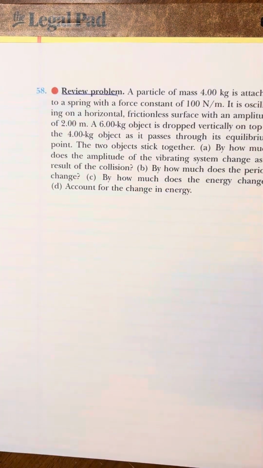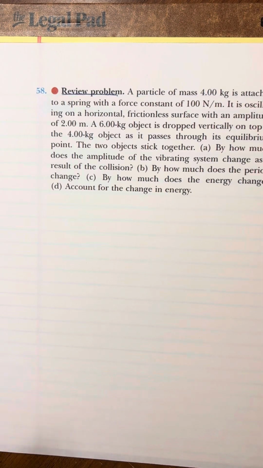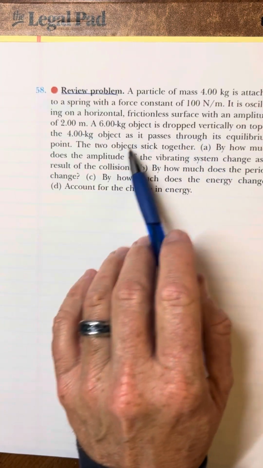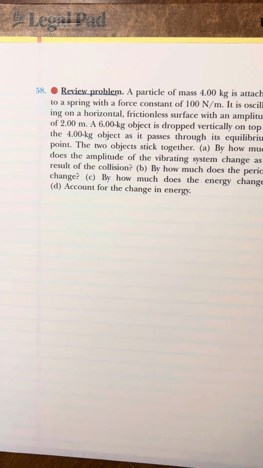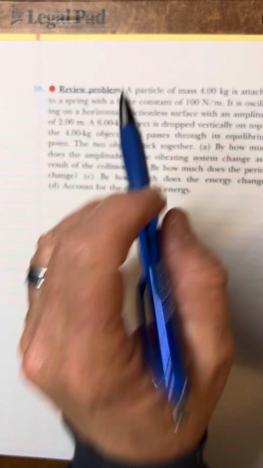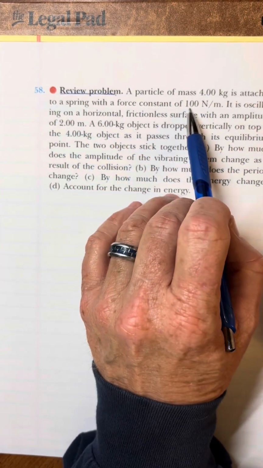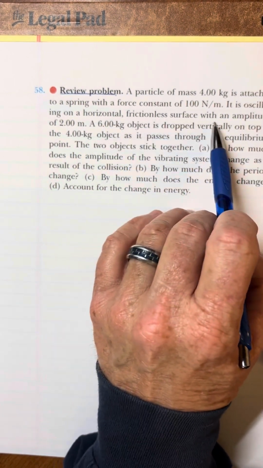So there's probably something from the first 14 chapters in here, like moment of inertia or conservation of energy, linear momentum, angular momentum. Oh, I see here that they're going to be hooked together and dropped together. So I think that's why review problem. There's going to be some conservation of momentum popping up here. But let's read it together here. A particle of mass 4 kilograms is attached to a spring with a spring constant of 100 newtons per meter, and it oscillates on a horizontal frictionless surface with an amplitude of 2 meters.